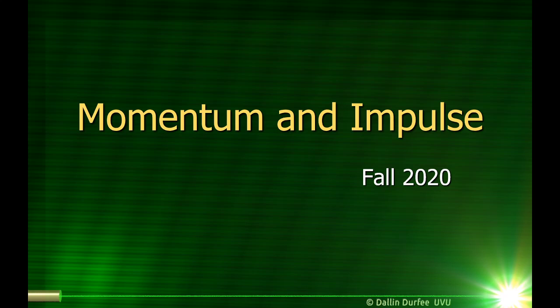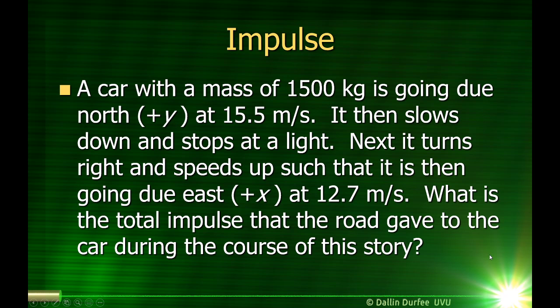Here's just a few additional example problems with momentum and impulse. So our first problem is this. A car with a mass of 1,500 kilograms is going due north, or the plus y direction, at 15.5 meters per second. It then slows down and stops at a light.